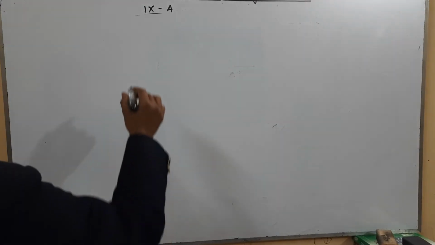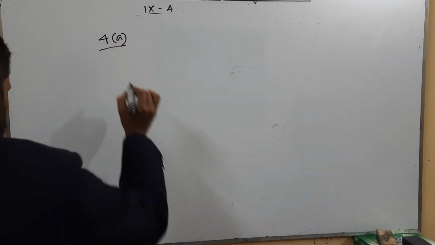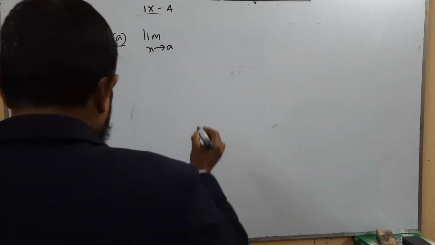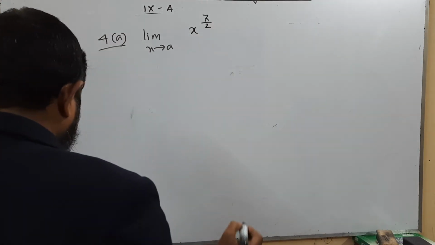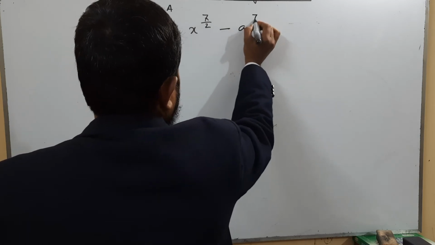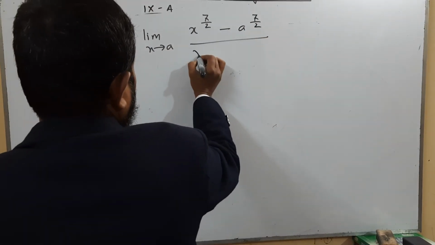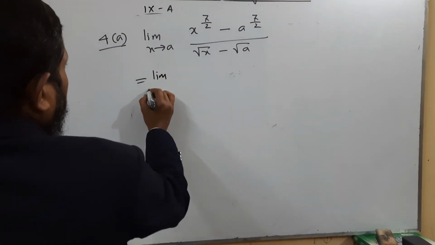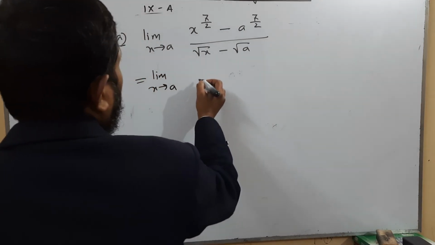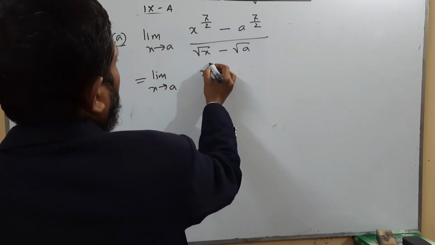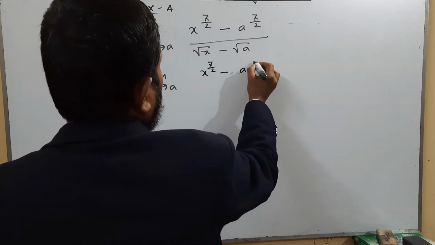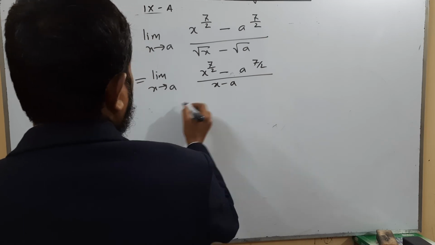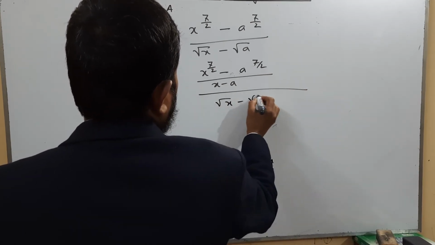Now for 4a. Limit x tends to a of x to the power 7 by 2 minus a to the power 7 by 2, divided by square root of x minus square root of a. Limit x tends to a of x to the power 7 by 2 minus a to the power 7 by 2 over x minus a, divided by square root of x minus square root of a.